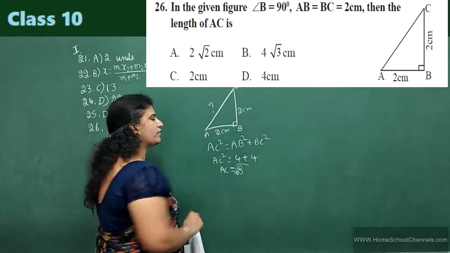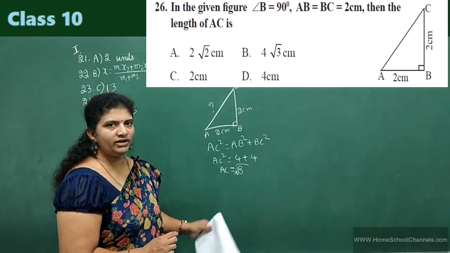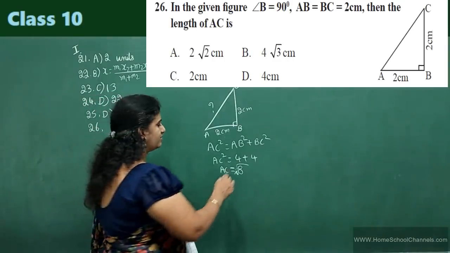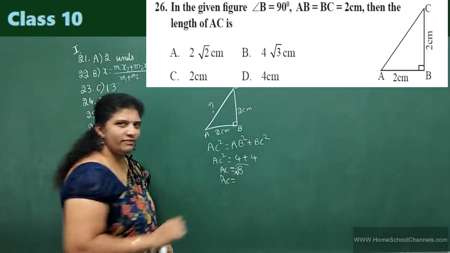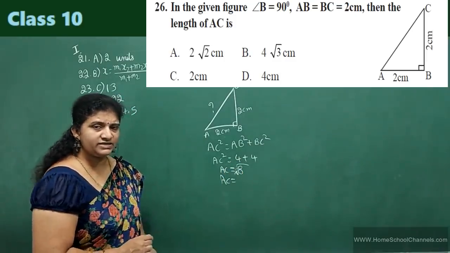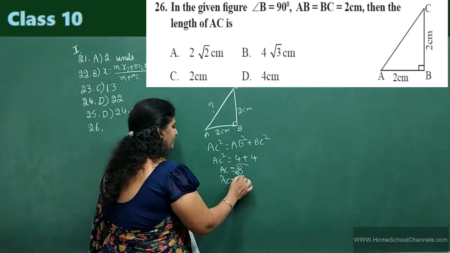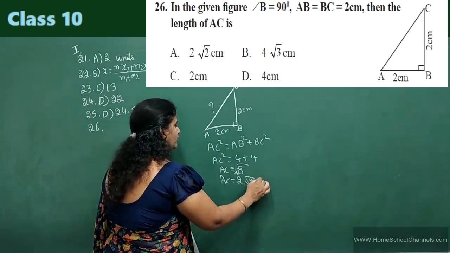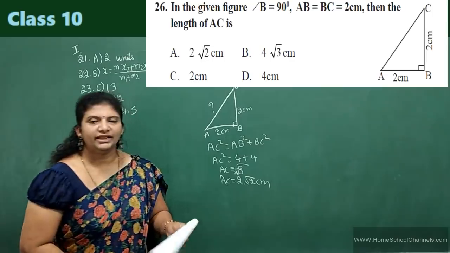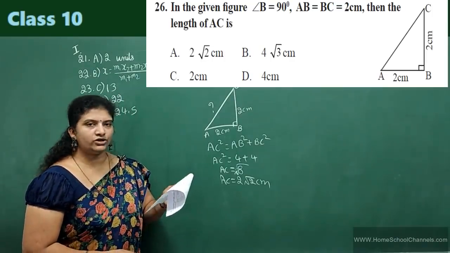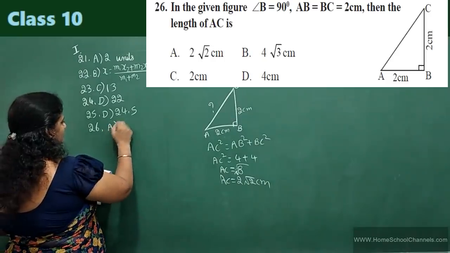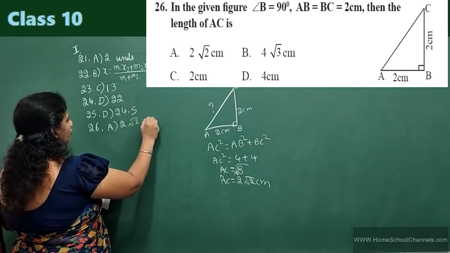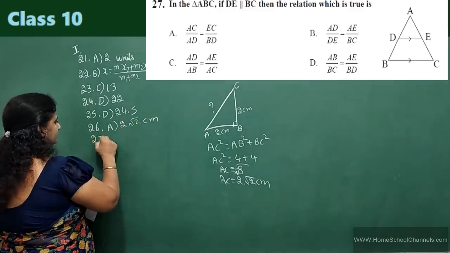AC is equal to square root of 8. In trigonometry, no need of writing plus or minus. Then AC is equal to, root 8 is not a perfect square. How can you split this? 4 2s are, and that will be 2 root 2 centimeters. Therefore, length of AC is equal to 2 root 2 centimeter. And there your option is option A, 2 root 2 centimeter.